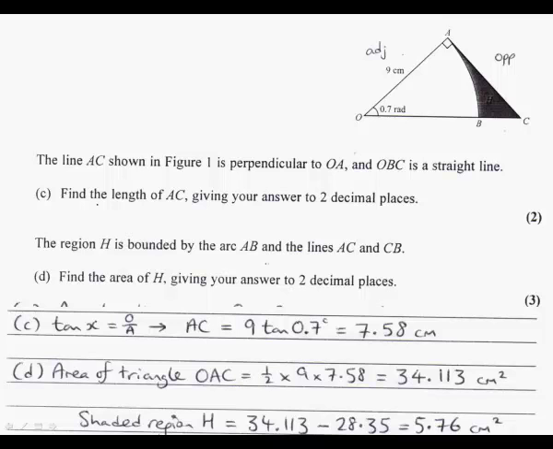Finally, we're asked for the area of the shaded region. We can work out the area of the triangle simply enough using half base times height. We've got the base and height as 9 and 7.58, so the area of the triangle is 34.113. The shaded region is going to be the area of the triangle take away the area of the sector that we found in part B, so that's 34.113 take away 28.35, which is 5.76 centimetres squared. Again, that's correct to 2 decimal places.